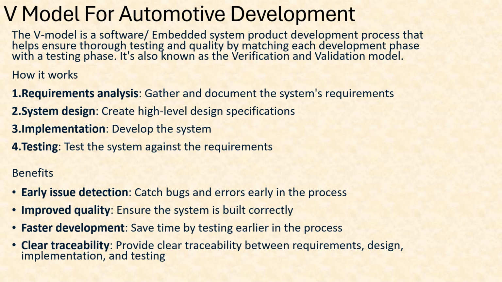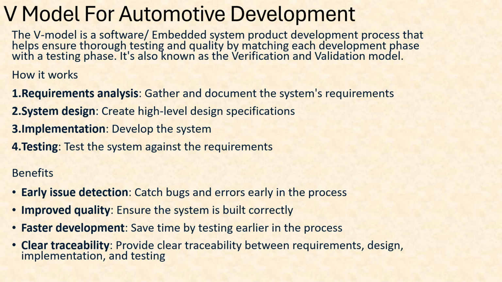V model for automotive development. V model is a software embedded product development process that helps ensure thorough testing and quality by matching each development phase with a testing phase. For every development phase, there will be a testing phase. I'll explain to you in the coming slides. It is also known as the verification and validation model.